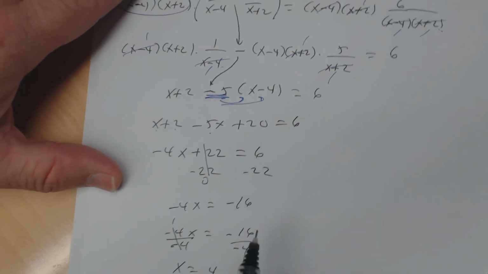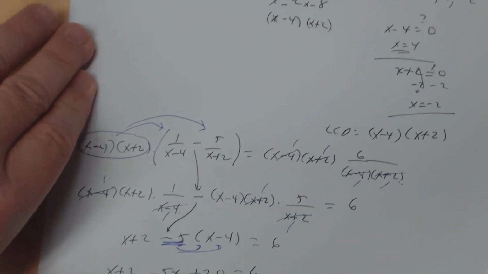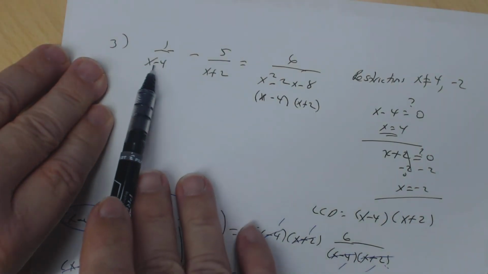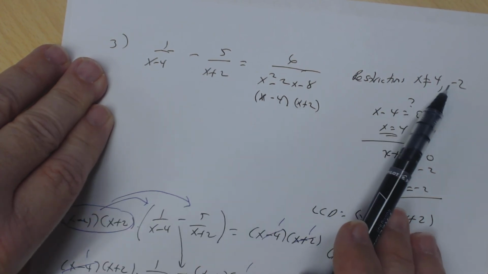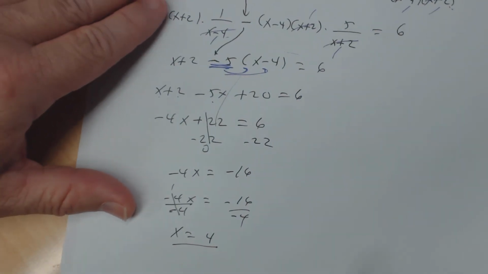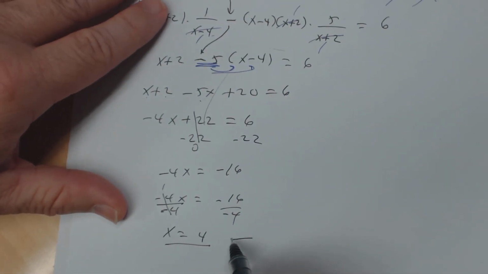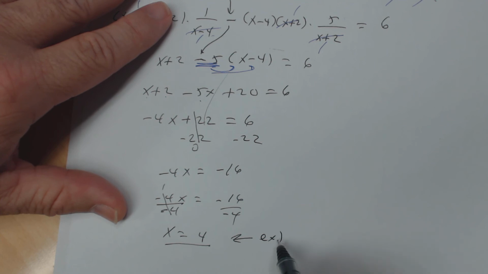That's my proposed solution. But remember, positive 4 makes this denominator 0. It even makes this denominator 0. Remember, that's a restriction. So I can't use it. That was the only one I got. So now, remember, that right here is an extraneous root. Now, you don't have to write the word extraneous root, but that's what you got to think of.